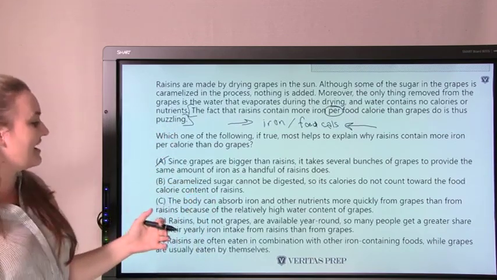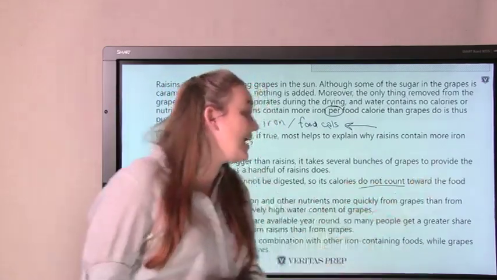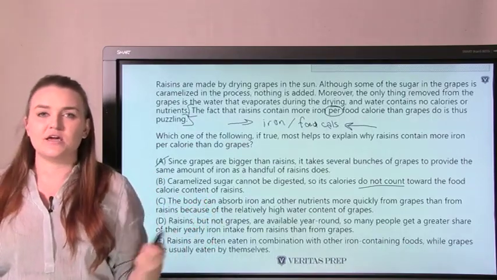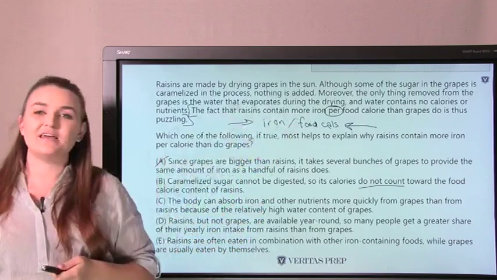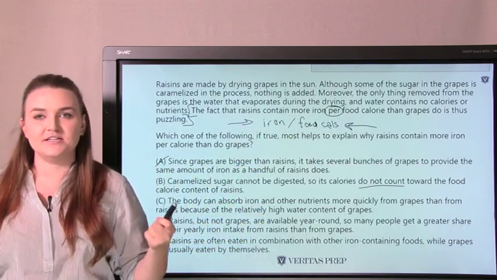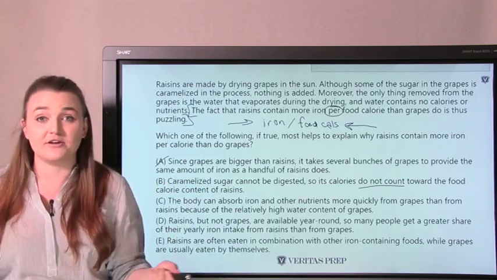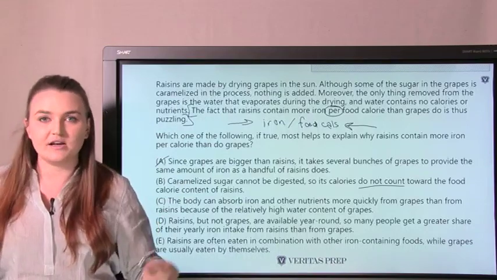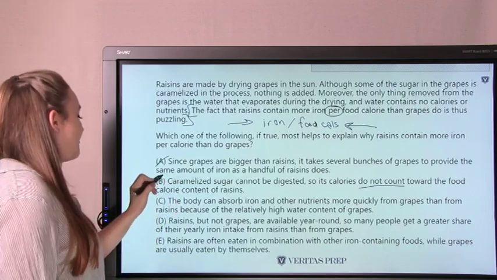So with that in mind, if caramelized sugar cannot be digested and its calories don't count toward the food calorie content of raisins, doesn't this inherently just tell us that, all other things being equal, this denominator is going to be going down a little bit? And if we toss just a smidge of quant into the mix, as our denominator decreases, the ratio itself becomes larger, right? It increases. And that precisely explains what we're looking for here.